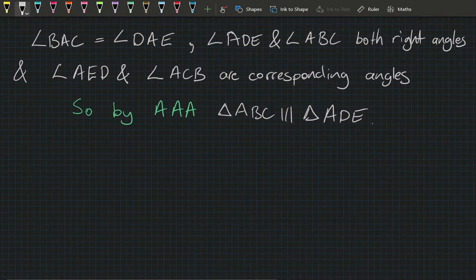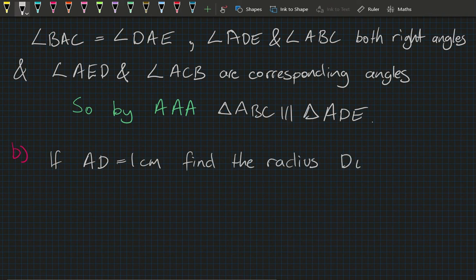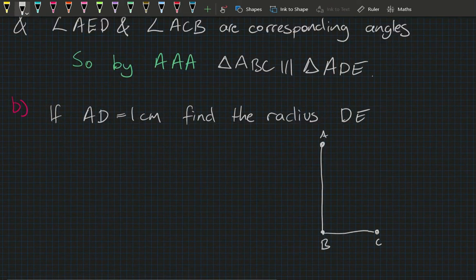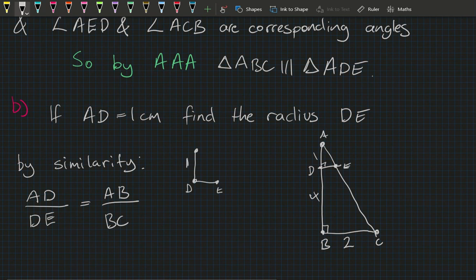Okay, so now we know that they're similar. Part B is asking us, if AD was equal to 1 centimeter, find the radius DE. So let me redraw that triangle, marking AD equal to 1 centimeter. So by similarity, the ratio of AD over DE will have to equal the ratio of AB over BC. And if I draw those 2 triangles again separately, they'll become more obvious.